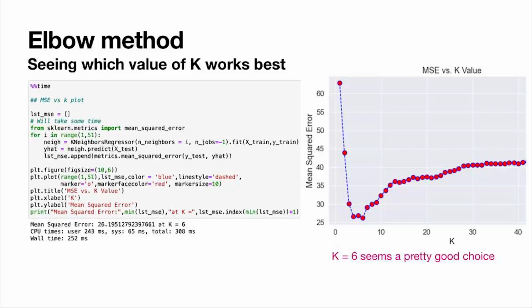Similarly, you can get the distance metric, which distance metric gives you the lowest error. That's how you implement the trial and error method with the elbow method. This is how you choose your hyperparameters.